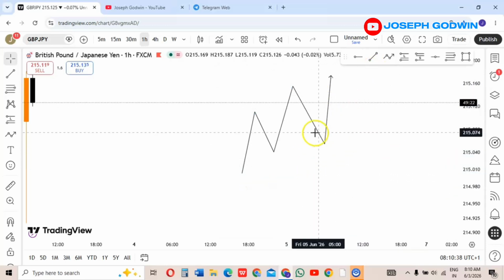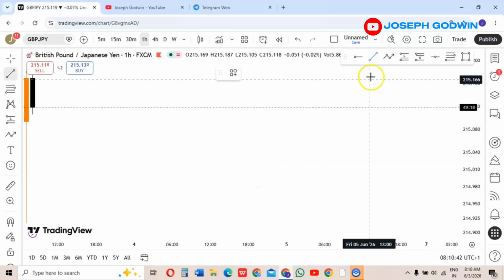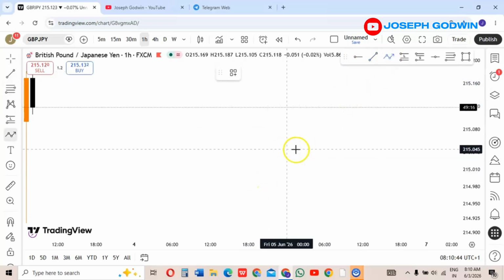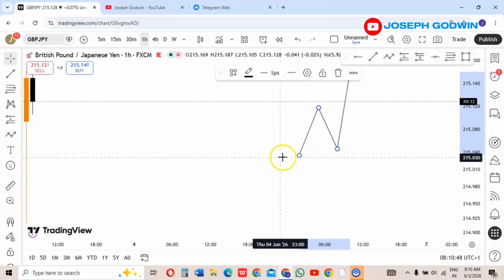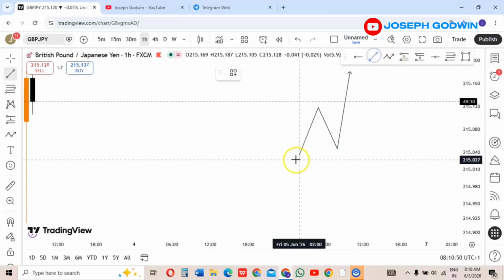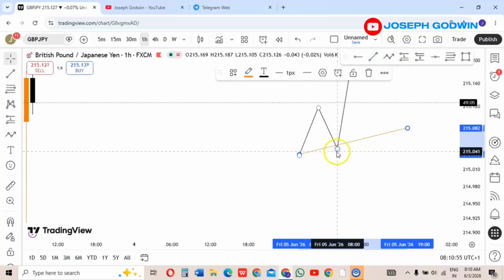Now, how to use the trend line trading strategy is just by connecting two peaks or two troughs together. Like connecting two lows. This is a low, this is a low, this is a low. By connecting both of them together, that is basically how you can trade with the trend line trading strategy.